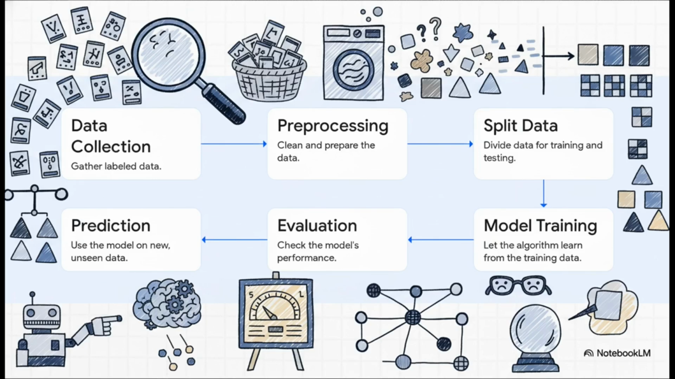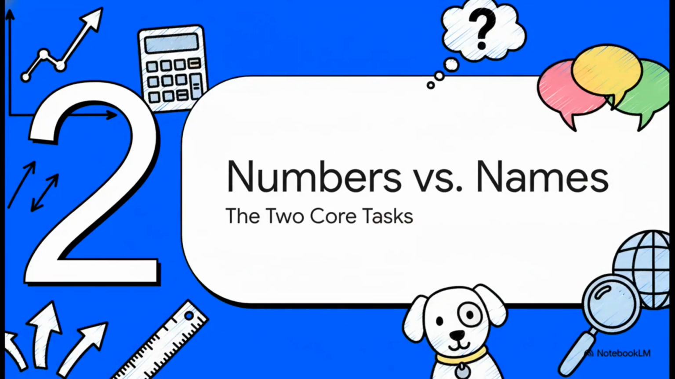After that, you split your data. You use the biggest chunk to train your model, but you keep a small, precious bit aside for testing later. Then the fun begins. The model learns from all that training data. Once it's trained, you test it on the data it's never seen before to see how well it does. If it passes the test, boom, it's ready to go out into the world and make predictions on brand new stuff.